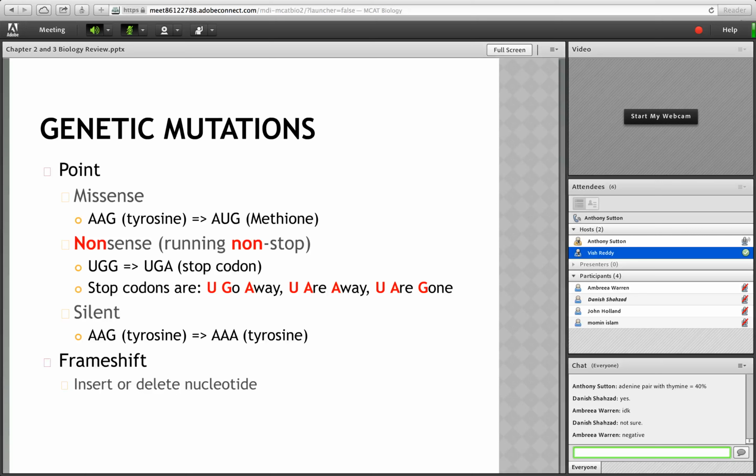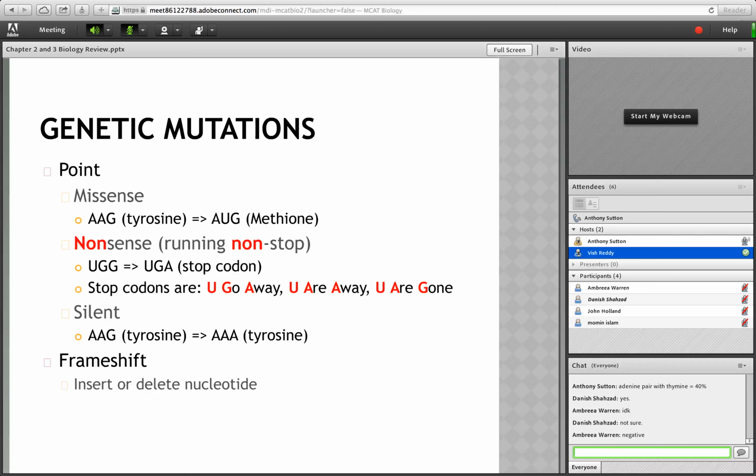Next, we're talking about genetic mutations. There are basically 2 types of genetic mutations: a point mutation and a frame shift. There are different types of frame shifts and different types of point mutations, but here's what you need to know. First is the missense mutation. A missense mutation means there's a single change in one of the nucleotides, and that change will cause a different amino acid to be produced. That's called a missense mutation.